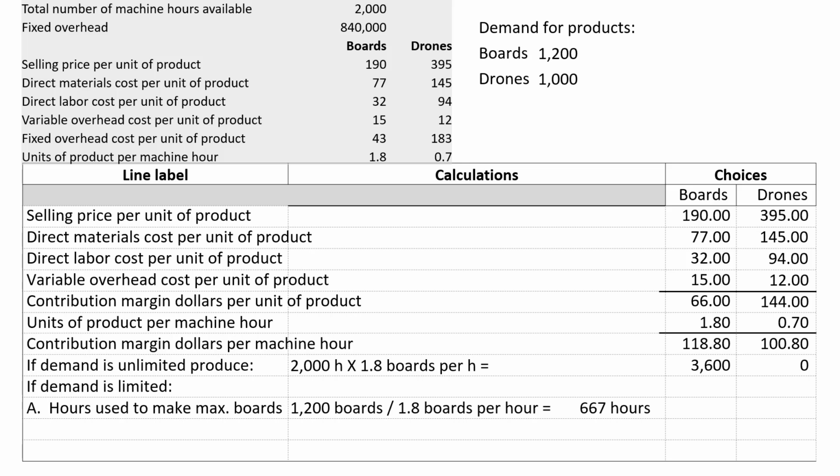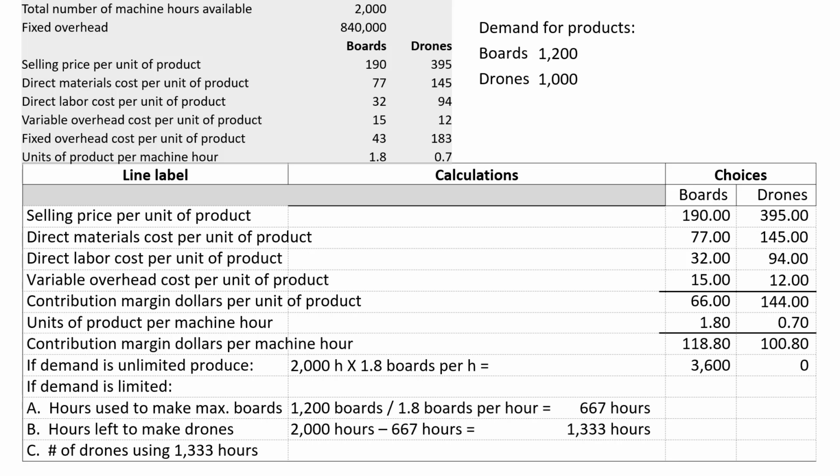Then step B, calculate how many hours are left over to make drones. We have a total of 2,000 machine hours available, so 2,000 hours minus 667 hours used for boards equals 1,333 hours left over for drones. And step C, calculate how many drones we can make in the 1,333 leftover hours. We can make 0.7 drones each hour, so 1,333 hours times 0.7 drones per hour is 933 drones.